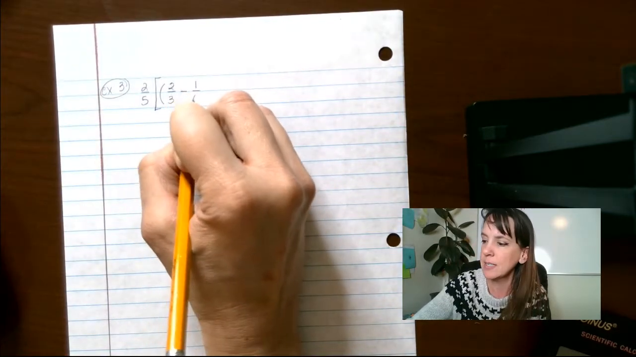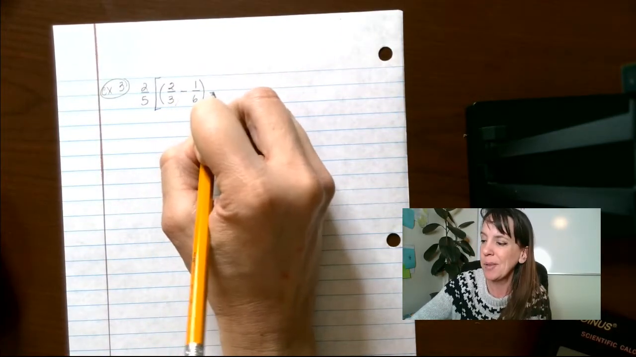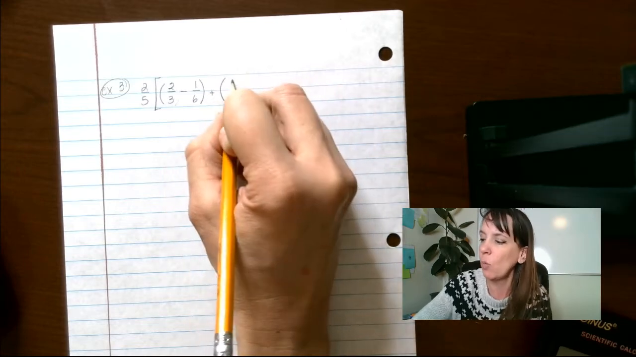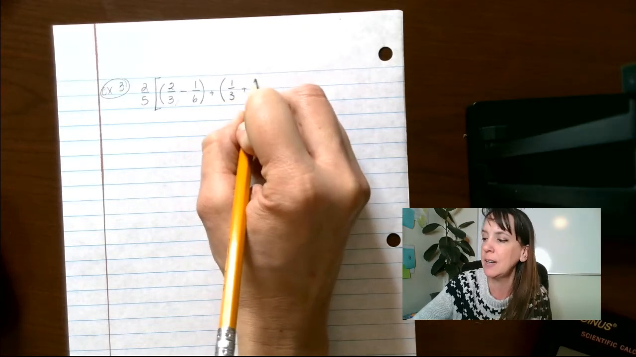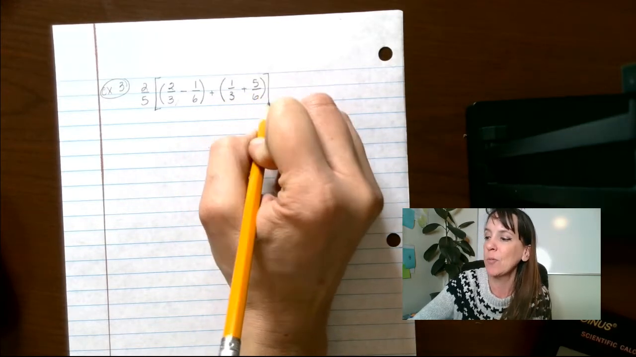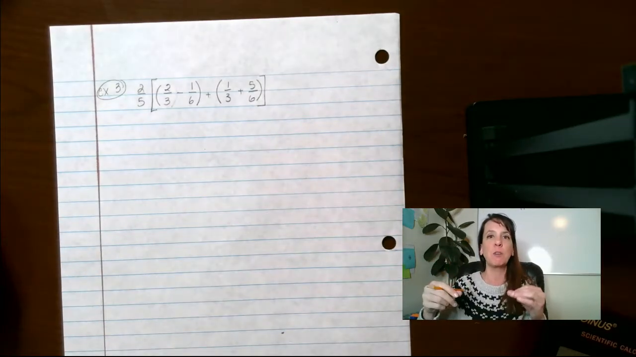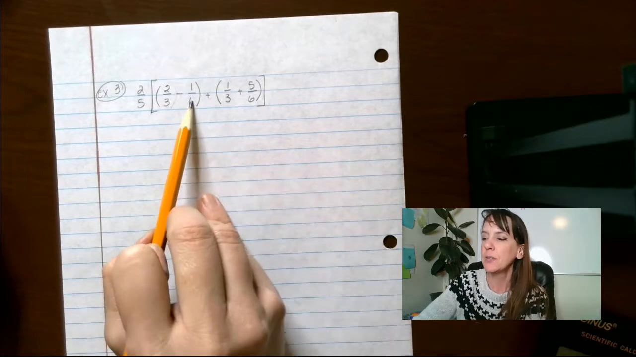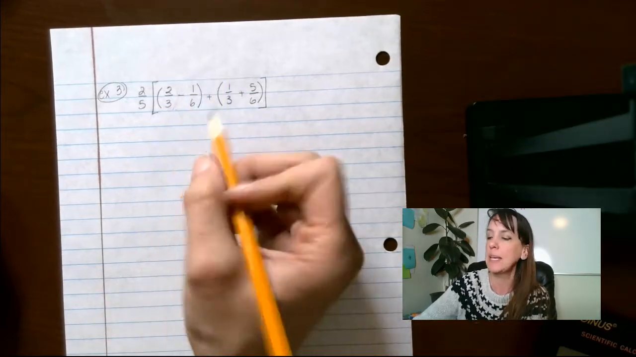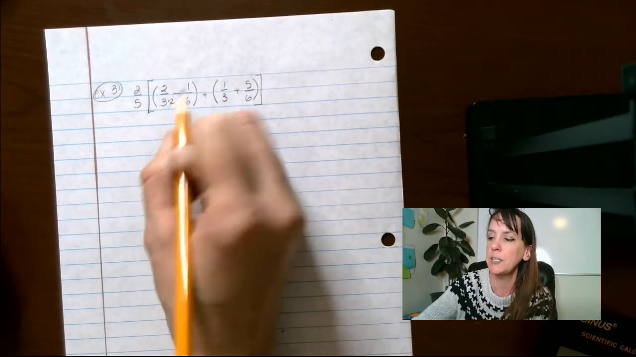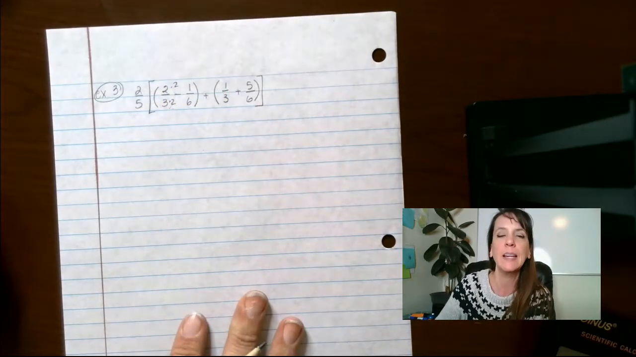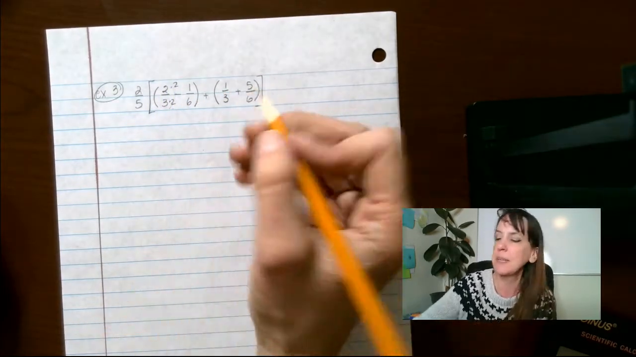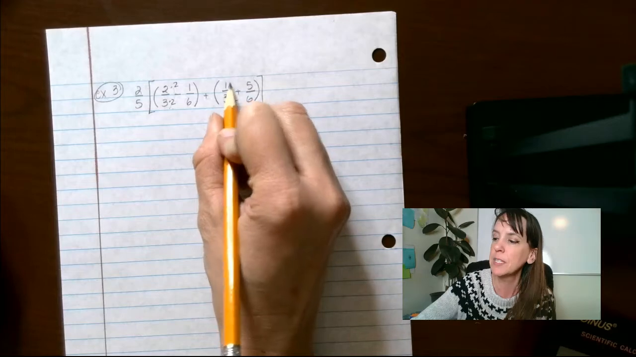Minus 1/6, close out your parentheses, plus quantity, means parentheses, 1/3, plus 5 over 6. Great, we're gonna do the stuff that is in the parentheses first. So let's find a common denominator for both of those at the same time. The common denominator here is gonna be 6. So all I have to do is multiply that by 2, that by 2, okay? Same thing over here, common denominator is gonna be 6, so I'm gonna multiply this by 2, this by 2.